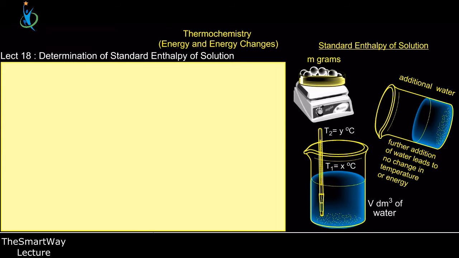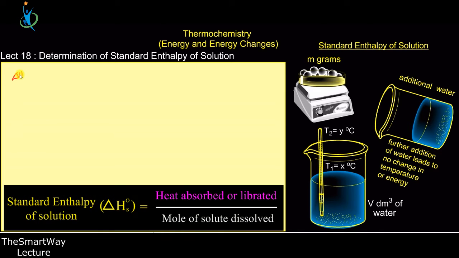Now I've always told you that to do that you always have to start with the end in mind. How is the calculation going to look? What are we going to end with? We are seeking to calculate this standard enthalpy of solution. This time around we are using sodium chloride. And so we define it as the heat either absorbed or liberated when 1 mole of a solute is dissolved in a certain volume of water.